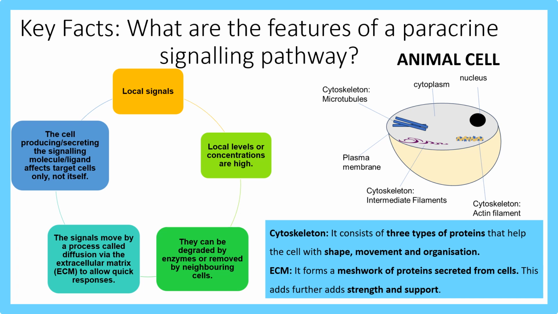So what are the features of a paracrine signaling pathway? Well, they are local signals, and local concentrations are high. They can be degraded by enzymes or removed by neighboring cells. The cell that is secreting or producing the ligand can affect target cells only, not itself. And this occurs through a process called diffusion, and we're going to discuss what diffusion is later on. The signals can move by diffusion via the extracellular matrix, ECM, to allow quick responses.